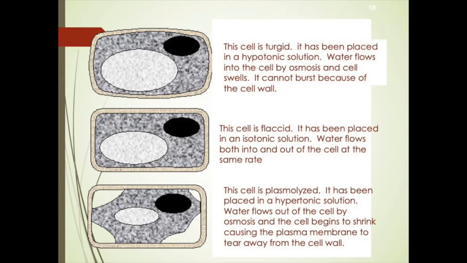So the cell is turgid, it's hypotonic, and water is flowing into the cell by osmosis. If the cell is flaccid, it's been placed into an isotonic solution. Water flows in and out of the cell at the same rate. It's fine, but at this point it's kind of wilted. If the cell is plasmolyzed, the inside has shrunk. It's a hypertonic solution. Water flows out of the cell. The cell begins to shrink. It causes the plasma membrane to tear away from the cell wall.